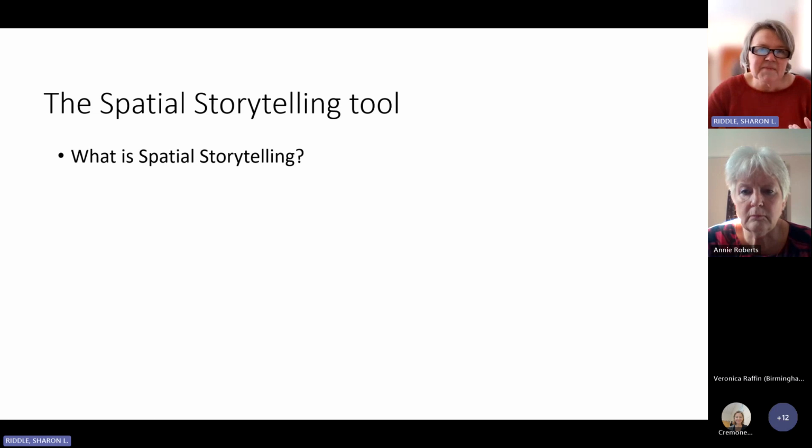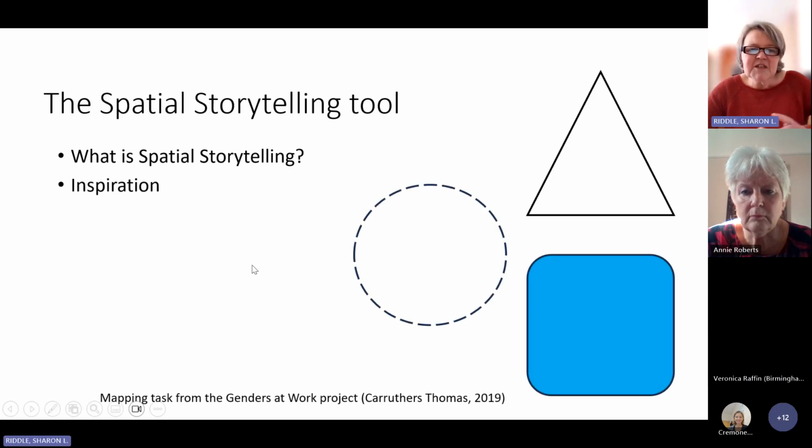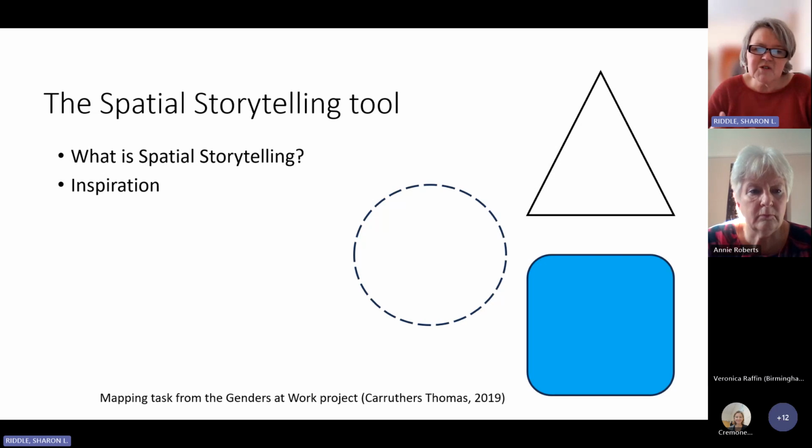The inspiration was a project by Kate Carruthers-Thomas, who is based in Birmingham. She did a project on genders at work, which looked at the positioning of university lecturers in the university according to their gender, and she used this tool, which I use as my main inspiration. And these are the images that she used with the tool.